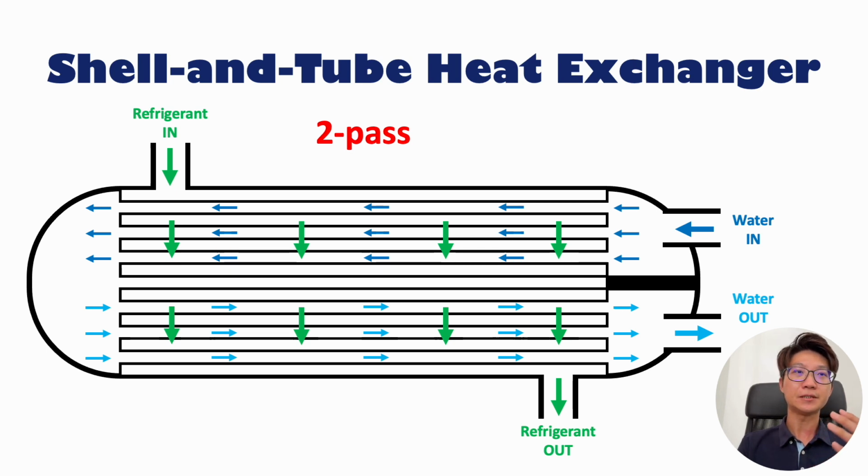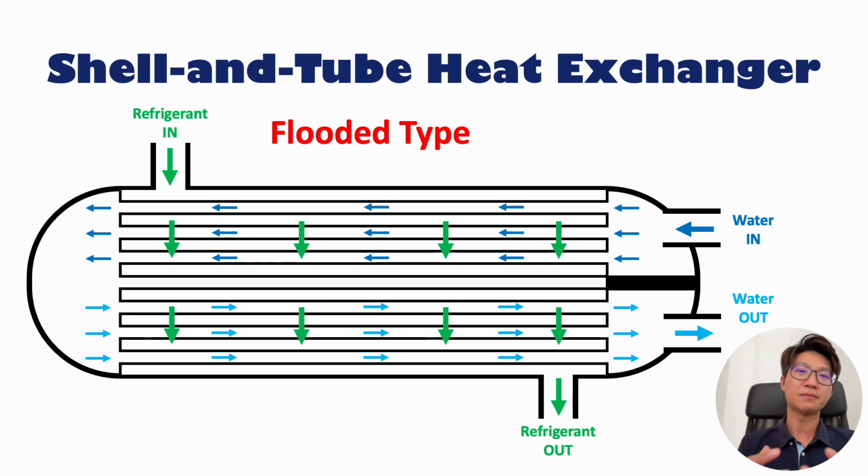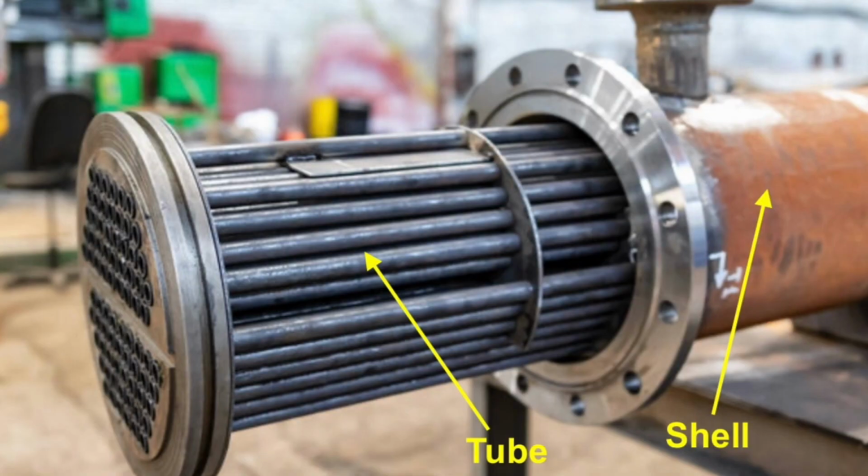And if you see the refrigerant go into the shell and the water go into the tube, this is known as the flooded type. Okay, if you reverse it, the refrigerant goes into the tube, then the water goes into the shell, it is called the dry type. So for large capacity chillers, most of them are flooded type. Only the small ones use the dry type. So this only applies to those chillers that use shell and tube heat exchangers. So this is a real life photo of a small shell and tube heat exchanger.